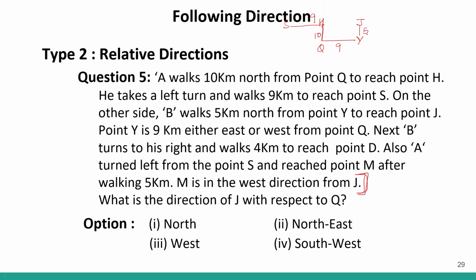This is 5, so I'm drawing to scale, so 5 is this, let's say, right? Then he turns right and walks 4 kilometer to reach D, and he turns left, and after walking 5 kilometers he reaches point M. So point M and J and D are in the same line. These 3 points fall in the same line. Okay. Now, what is the direction of J with respect to Q? So over here, this is the direction of J with respect to Q. With respect to Q, J is in which direction? It is in the northeast direction. So our answer will be option number 2, northeast.